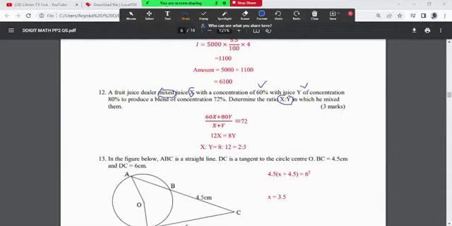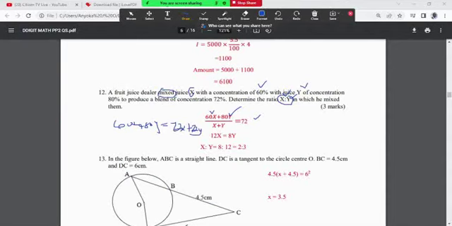So what is the total percentage? So the total, it will be 60 times the X proportions, 80 times the Y proportions, then divided by the total number of proportions, X plus Y, this equals 72. We cross multiply, we get 60x plus 80y equals 72x plus 72y.